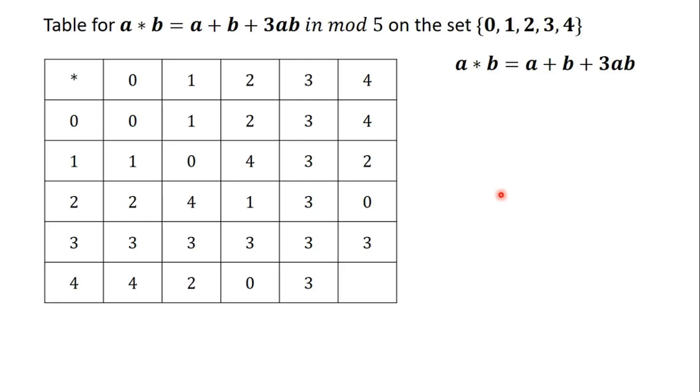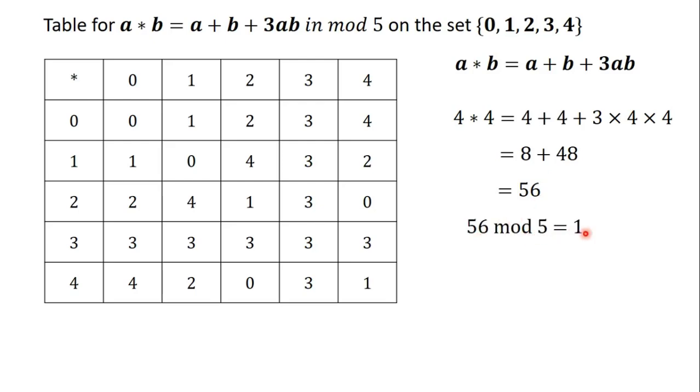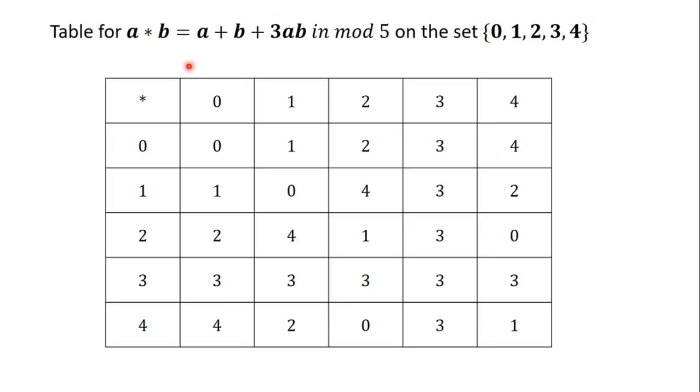And the last one is 4 star 4. 4 star 4 is equal to 4 plus 4 plus 3 times 4 times 4. 4 plus 4 is 8. 3 times 4 times 4 will give us 48. 8 plus 48 is 56. And 56 mod 5 is 1. So we have now completed the table for star, which is defined as A star B is equal to A plus B plus 3AB mod 5 on the set 0, 1, 2, 3, 4.